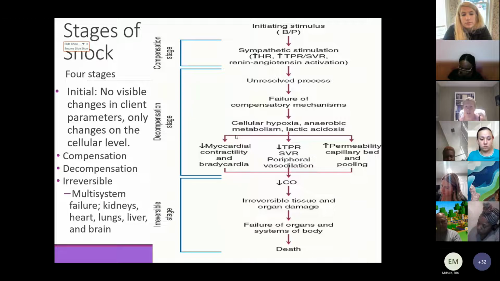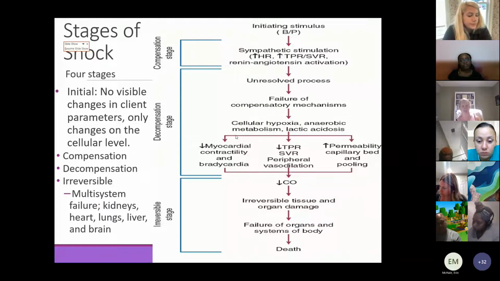During the initial stage, sometimes we don't see any changes in the patient at all. All the changes are happening on the inside, but they haven't gotten to the point yet where they're causing anything that's recognizable by us. So things are just going on at the cellular level.